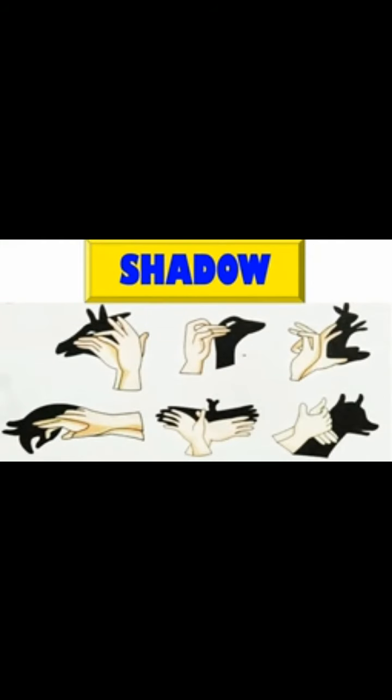Okay, now our next topic, shadow. Can you see in the picture what the shadows are? Yes, dark colored shadows which we make with our hands in our daily life, like dog, bird, fox, horse, rabbit, etc.